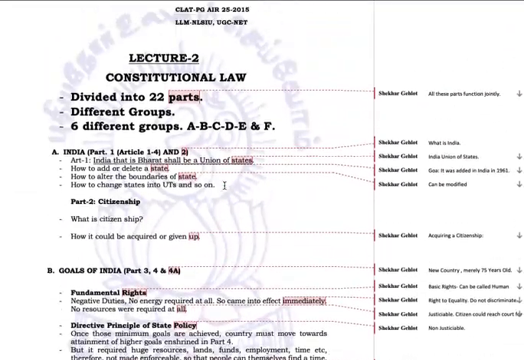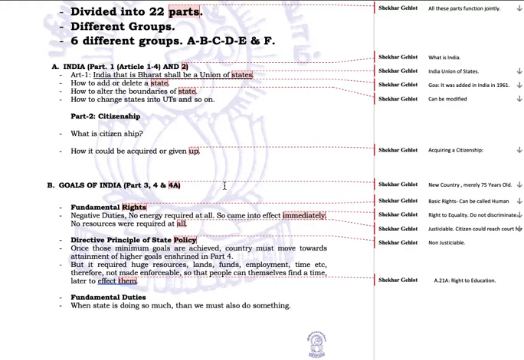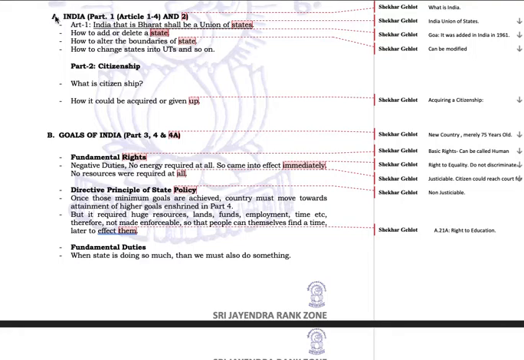So now we have dissected the 22 parts of the constitution into 6 different groups. I am just trying to give you an overview of what we studied today. First, group A deals with India, what is India and its citizens. A country is known by its territory and the people who inhabit that country. So group A is dedicated to India and its introduction.